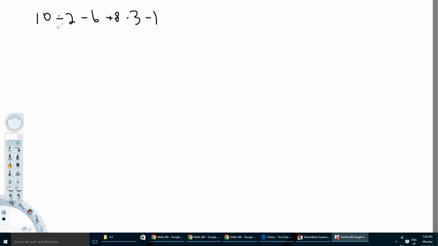Let's do this. So let's go our rules: parentheses, exponents, multiply and divide, add and subtract. So do we see any parentheses? I don't see any. Do we see any exponents? I don't see any. Do you see any multiplication division? I see some here. I see some here. All right, so let's do it. 10 divided by 2 equals 5. Write this down. Minus 6 plus 8.